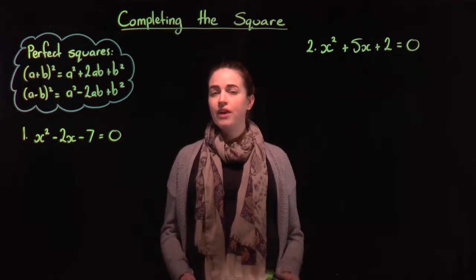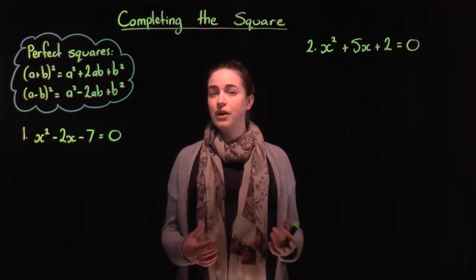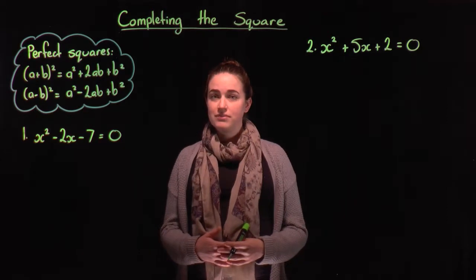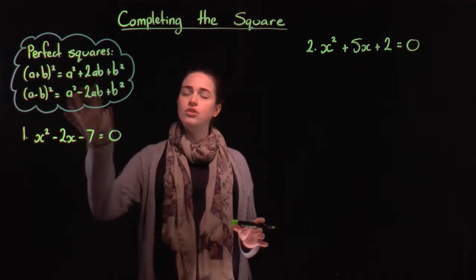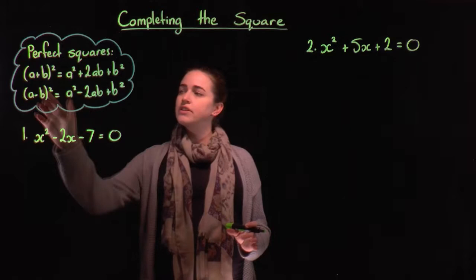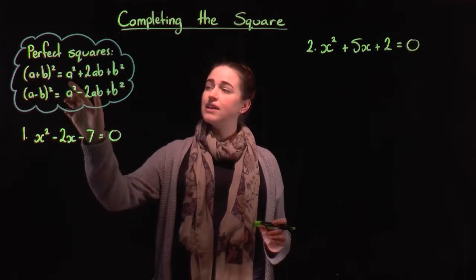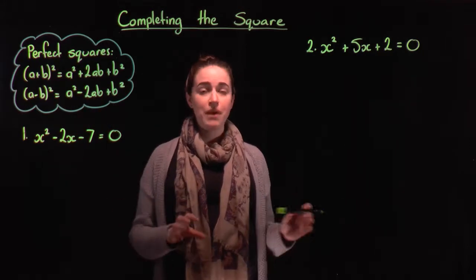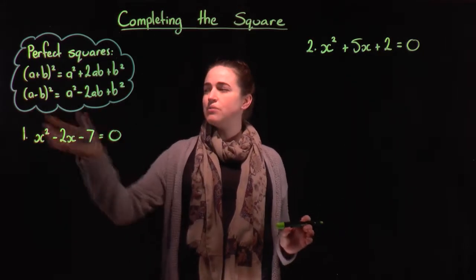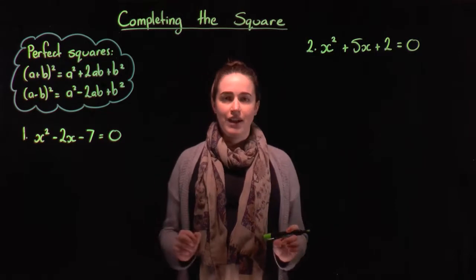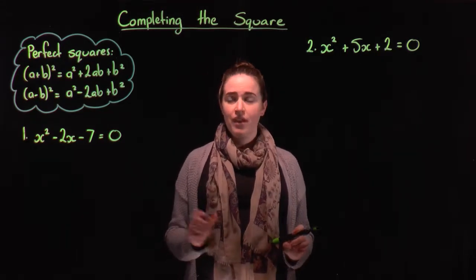In this video, I want to have a look at using the method of completing the square to solve quadratic equations. So completing the square is all based on perfect squares. So our perfect square expansions are, if we had (a + b) squared, that's going to expand to a squared plus 2ab plus b squared. The same with the negative, except we end up with a negative in our expansion here.